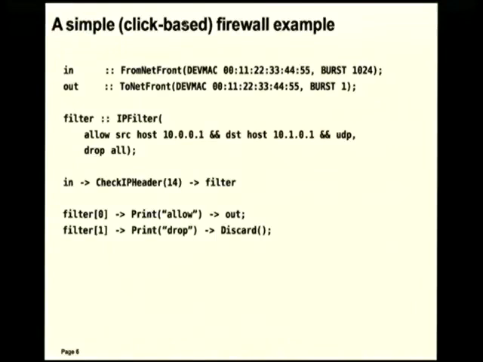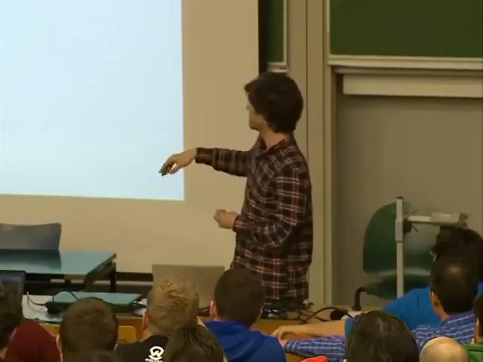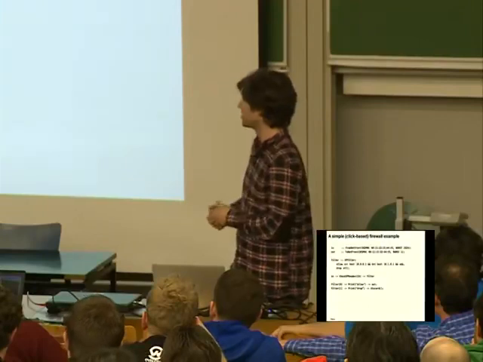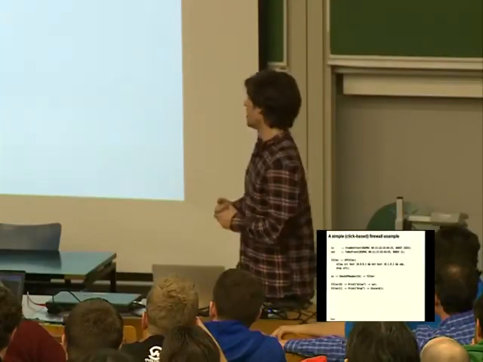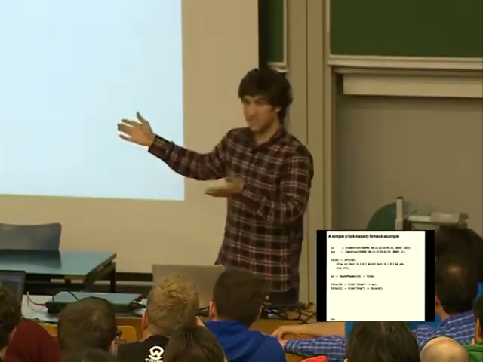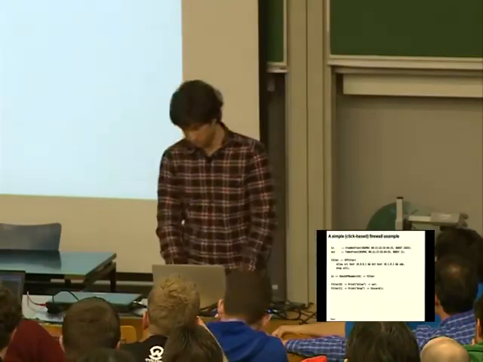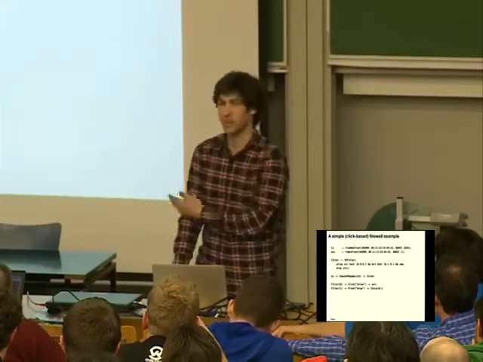An example of a Click configuration looks something like that. You have FromNetfront to receive packets and ToNetfront to send packets out. You have an IP filter element that allows UDP packets from 10.0.0.1 and destination 10.1.0.1. Otherwise, it drops them all. So you can see that it's quite easy just to filter packets, for example.